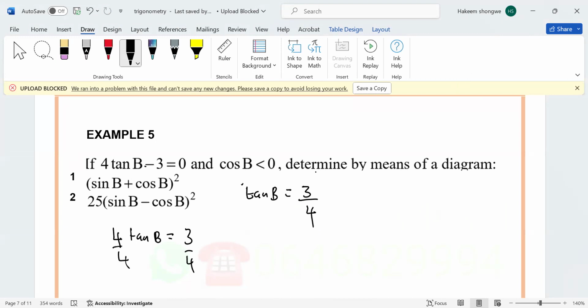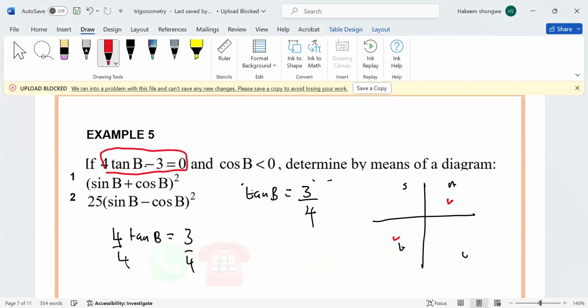So what are they saying here? We want tan to be positive, because the fraction here is positive. So where do we expect tan to be positive? All Students Take Chemistry. Where is tan positive? The first and the third. Now, not only do we want tan to be positive, but we also want cos to be negative, less than 0.